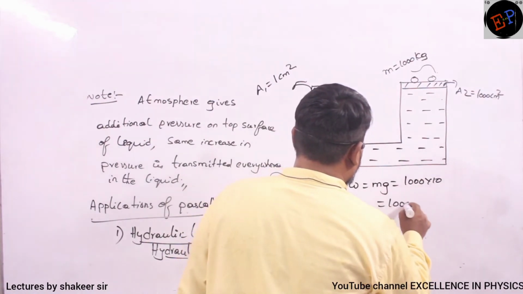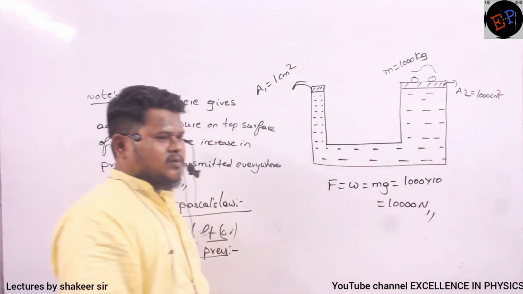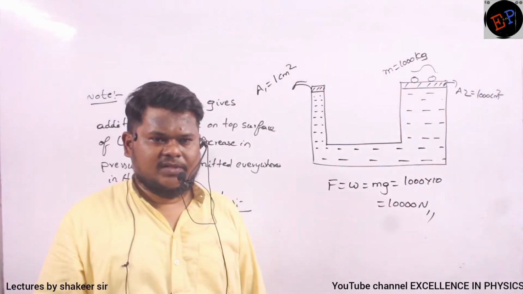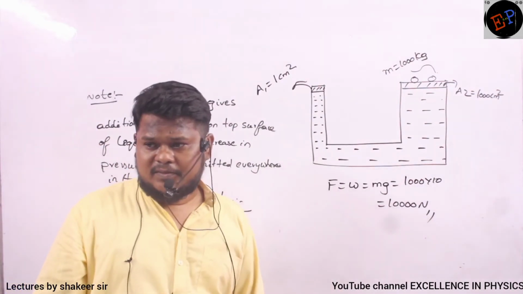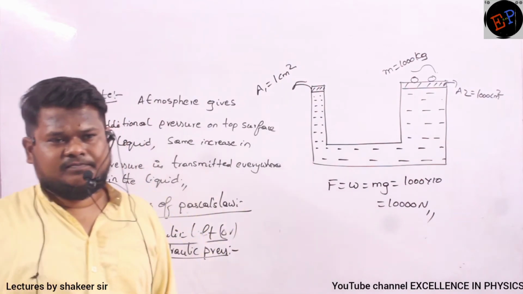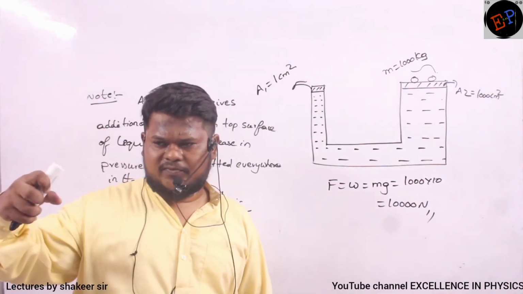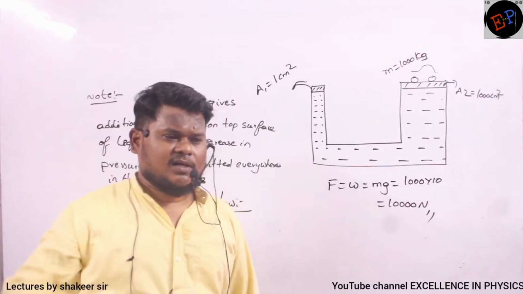So how much force do you have to apply? 10,000 newtons of force to lift this car. Are you able to understand? The mass of the car is 1000 kg, so the weight of the car will be 10,000 newtons. So if you apply 10,000 newtons of force on this car, then only you can lift the car upwards.